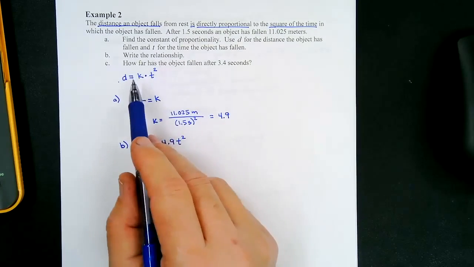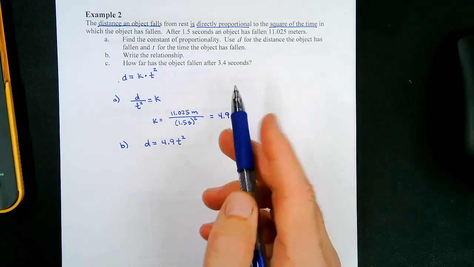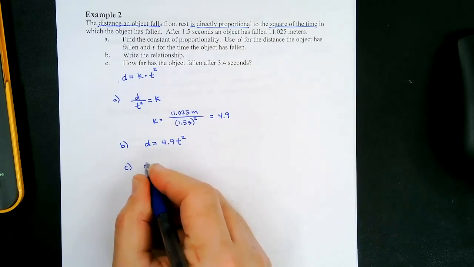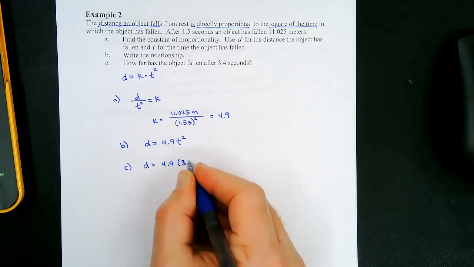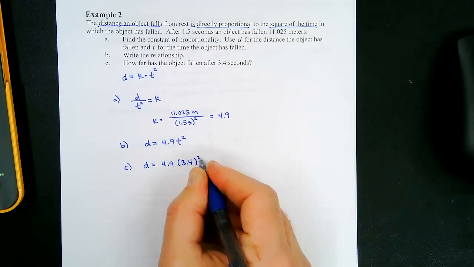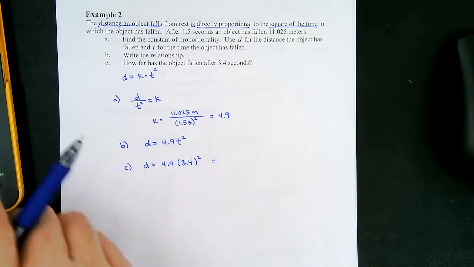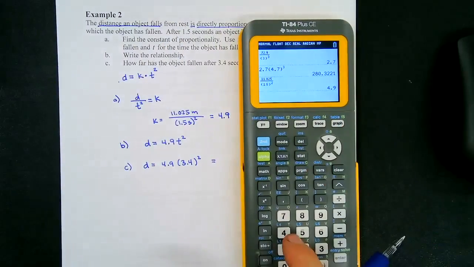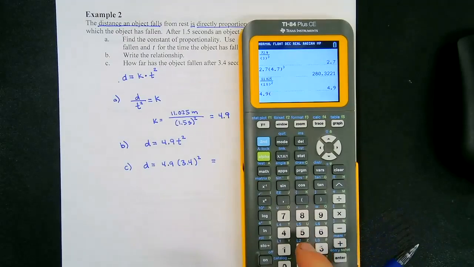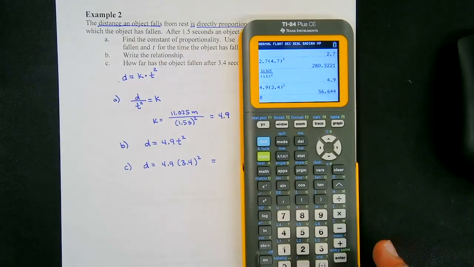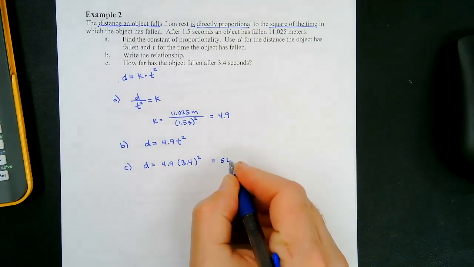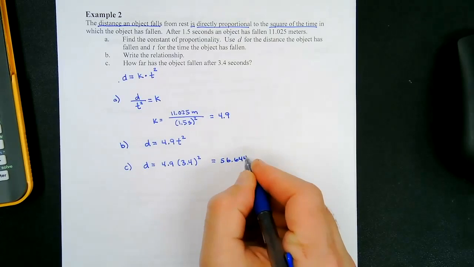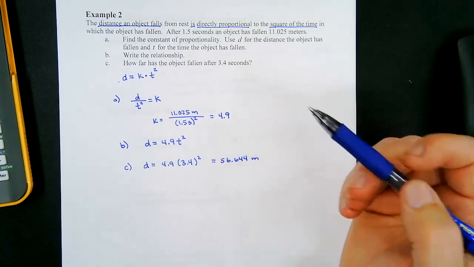So here's the question: how far has the object fallen after 3.4 seconds? So for part C, that means D would be 4.9 times 3.4 squared, and that would be in meters. So 4.9 times 3.4 squared. And so we get 56.644. And that would be in meters because our distance unit is in meters.